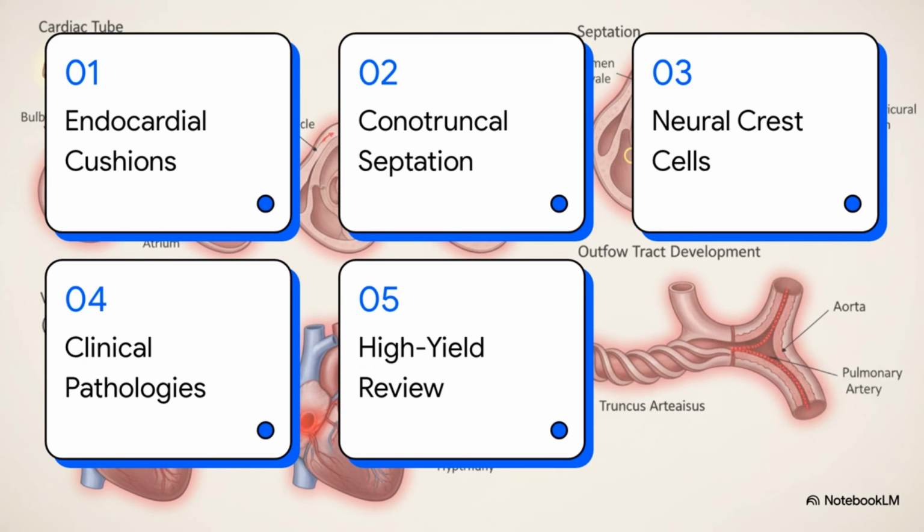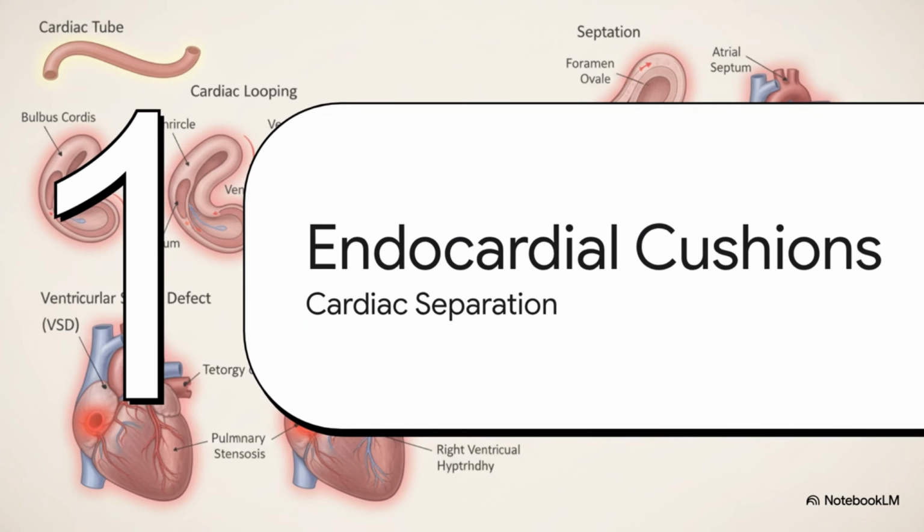Here is our roadmap for this explainer. 1. The endocardial cushions. 2. Conotruncal septation. 3. Neurocrest cells. 4. Clinical pathologies. And 5. A high-yield review. All right, let's jump straight into Section 1, the endocardial cushions, which really form the foundation of cardiac separation.